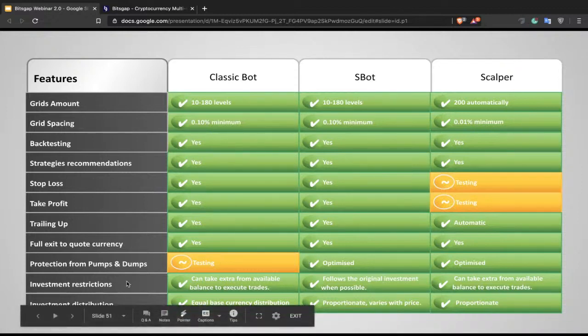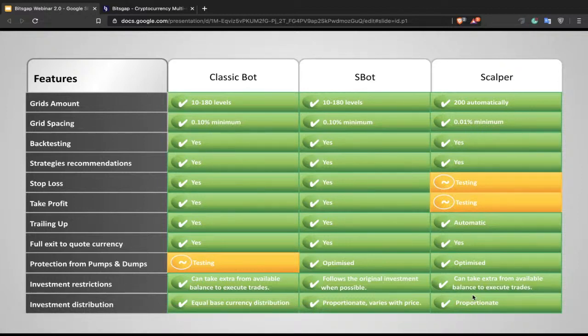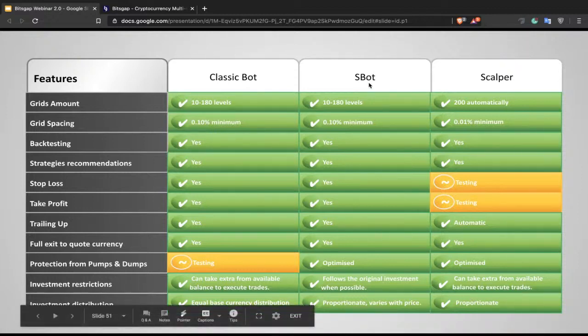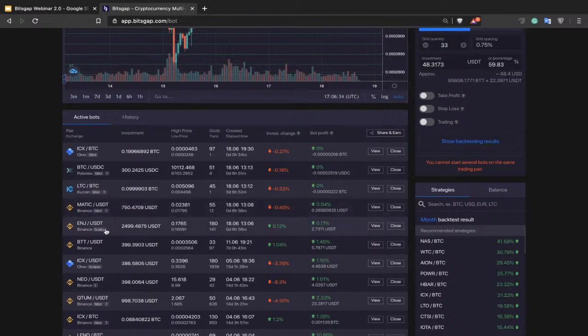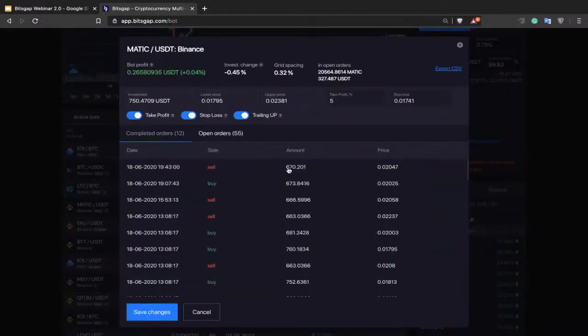So key differences, they are here right below. Investment restrictions vary, and investment distribution also varies. The way these bots distribute your investment is different. And I've shown you an example with the S-bot where we had the lower the price, the more amount to buy, like here. Let's use this one, S-bot view, open orders. So as I said, if you multiply 670 by that price, you will get the same investment allocation amount as if you would multiply 673 coins by that price.